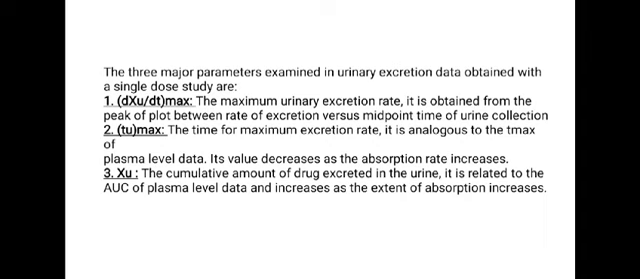First parameter is dXu/dt max, the maximum urinary excretion rate. It is obtained from the peak of the plot between rate of excretion versus midpoint time of urine collection. Then the second parameter is tu max, the time for maximum excretion rate. It is analogous to the Tmax of plasma level data. Its value decreases as the absorption rate increases. Then Xu, the cumulative amount of drug excreted in the urine. It is related to the AUC of plasma level data and increases as the extent of absorption increases.